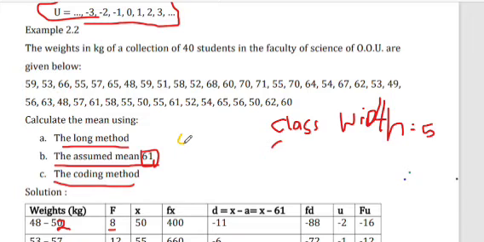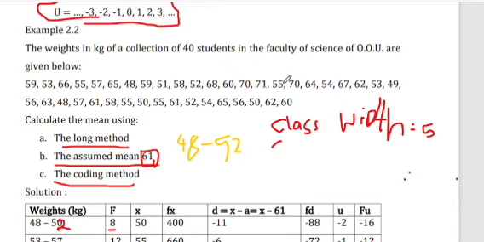So when you do 48, you now count from 48. Count 5 numbers: 48, 49, 50, 51, 52. So my class interval is going to be from 48 to what? 52.